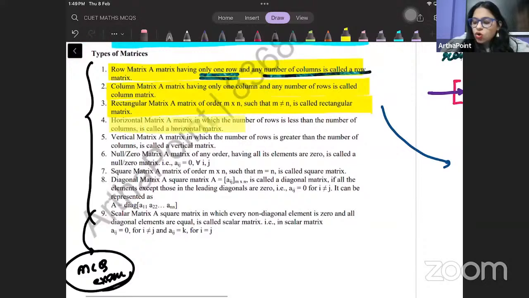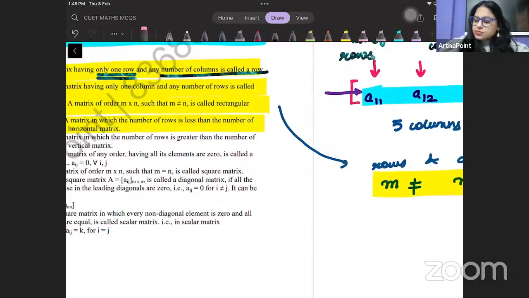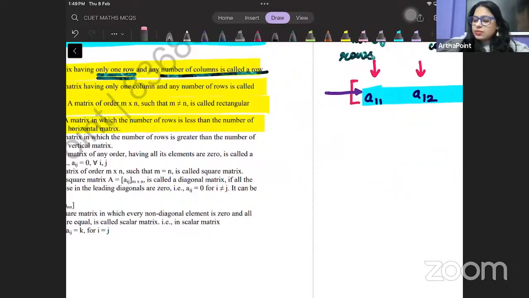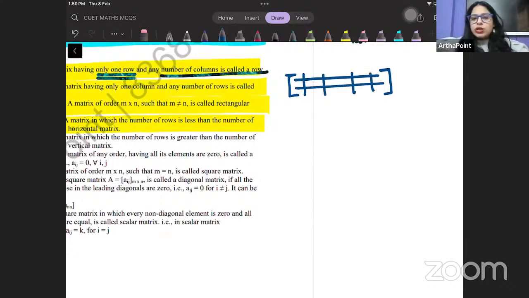Come to the next one, beta. This is called a horizontal matrix. Again, you will understand what a horizontal matrix is by drawing the shape. In a horizontal matrix it should look like this. You can clearly see that there will be fewer rows, but more columns in it. Only then does it represent horizontal.